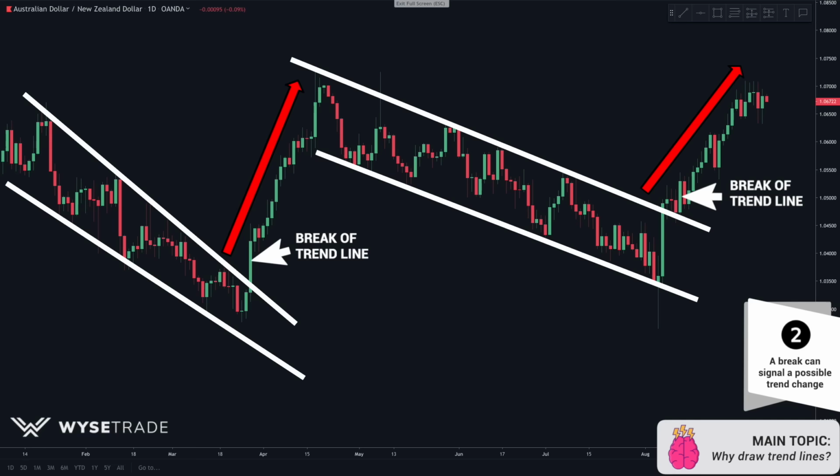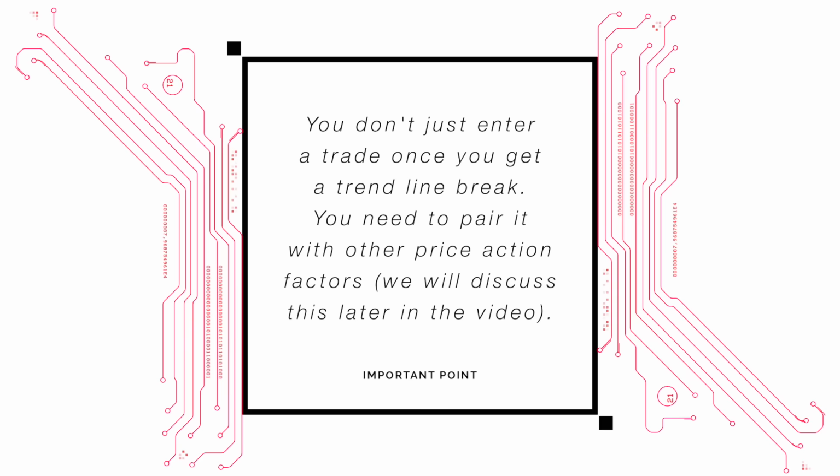Now, this is a very important point. What we just showed you is what occurs in an ideal situation, but is not the law. You need to pair these trend line breaks or rejections with key price action factors before looking for a trade entry, which we will get into later in this video.